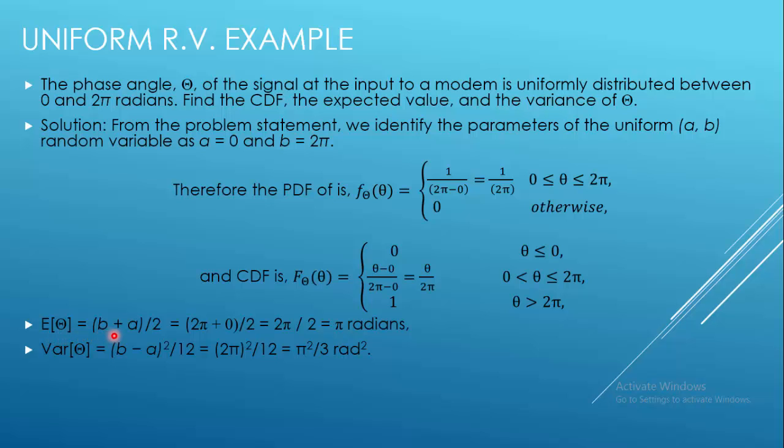Expected value is b plus a divided by 2, so b is 2 pi plus 0 gives you 2 pi by 2, 2 and 2 are cancelled, so it is equal to pi radians. And variance is b minus a whole square divided by 12, which is 2 pi whole square divided by 12, so it is 4 pi square divided by 12, which becomes pi square divided by 3 radian square.